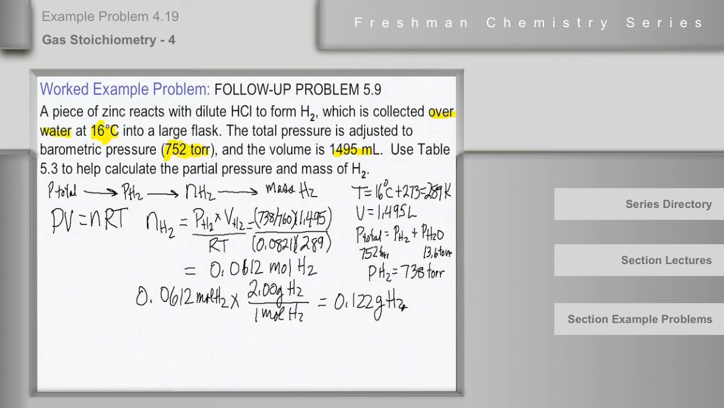So these are the steps: total pressure is adjusted using the water vapor pressure at this temperature to get the pressure of hydrogen. The pressure of hydrogen is used to calculate the number of moles of hydrogen, and from there, the mass of hydrogen.